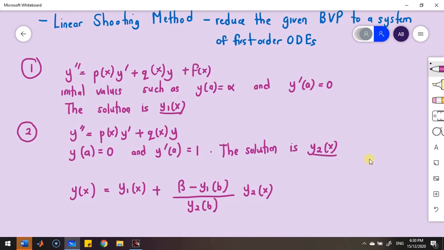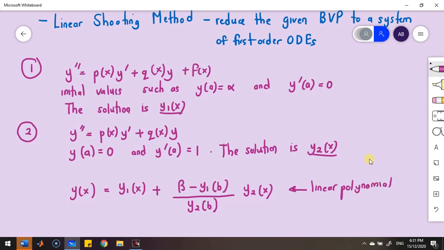How do you obtain y1 and y2? Using any Runge-Kutta method. You can use the order 2 Runge-Kutta method or the Euler method, but they have to be the same method. So let's say for y1 I use the Euler method for these initial values, and for y2 I also use the Euler method for this given initial condition. Now to find y(x), I will use some sort of linear polynomial technique.